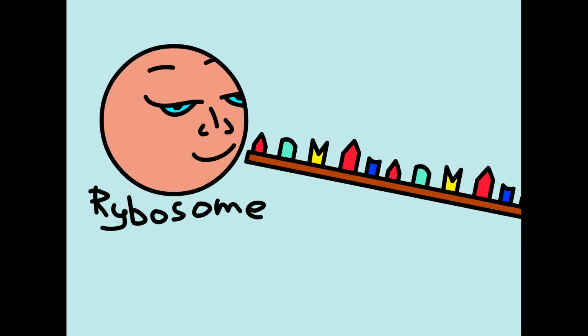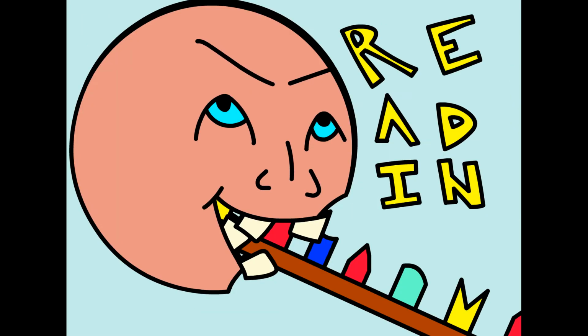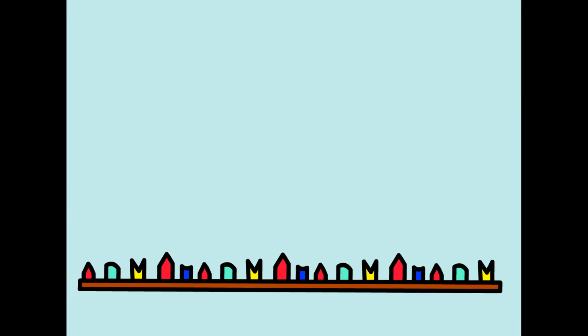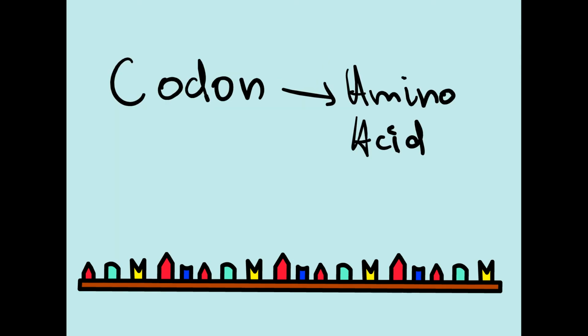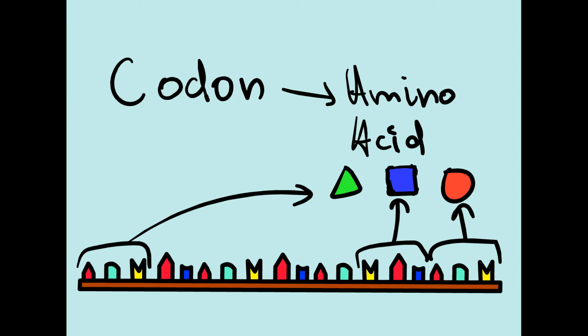The ribosome grabs onto it and starts reading it. So you know the bases on mRNA? Well, every three of them in a row are called codons. Each combination codes for a specific amino acid, the building blocks of proteins. There are 20 in total, actually.